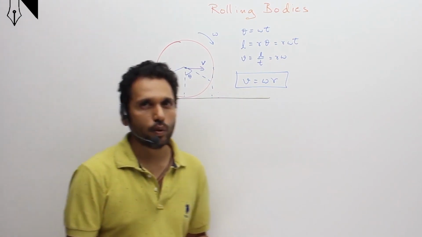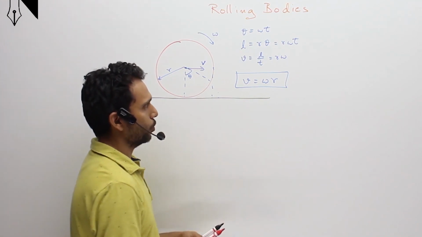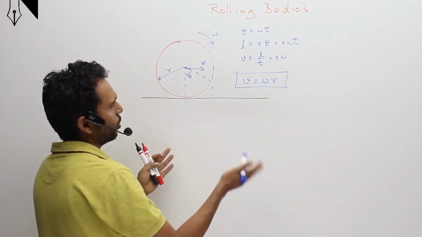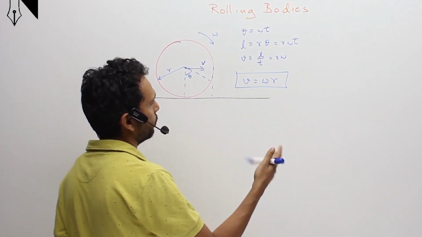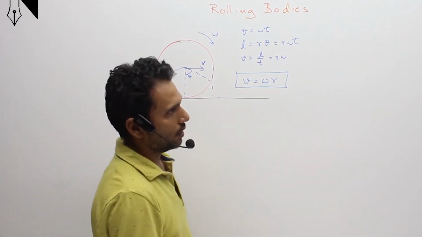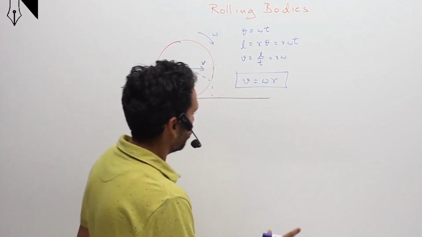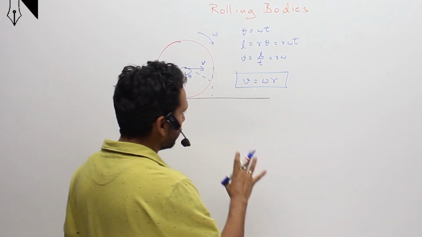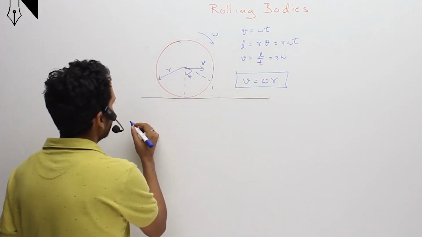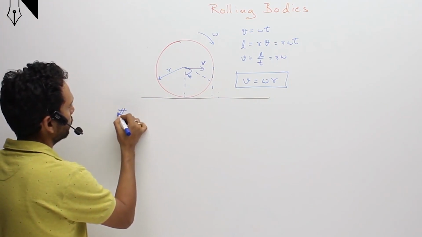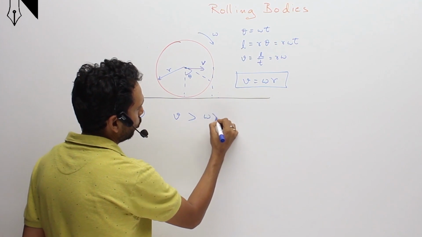Now the cases when the body is either slipping or skidding. One of the cases is called skidding, one is called slipping. You don't have to bother about the name. In one, V is more than R omega. In another case, V is less than R omega. Let us discuss those cases and see what is the direction of friction in those cases. So case 1, when V is greater than omega R.